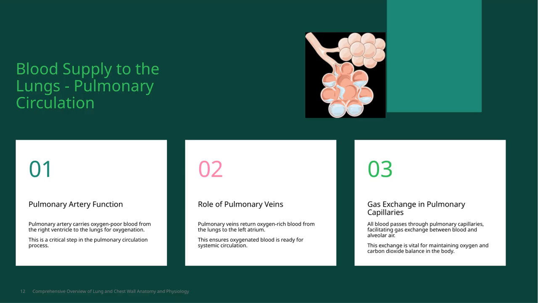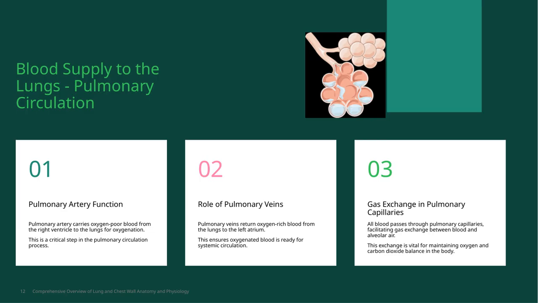The pulmonary artery carries oxygen-poor blood, which is blood that hasn't yet received oxygen, from the right ventricle of the heart to the lungs. This step is essential because it initiates the process of oxygenating the blood. Without this transport, the blood wouldn't be able to pick up oxygen and deliver it to the rest of the body. Next, we have the role of the pulmonary veins. These veins are responsible for returning the oxygen-rich blood back from the lungs to the left atrium of the heart. This process ensures that the blood is now fully oxygenated and ready for systemic circulation, which means it can supply oxygen to tissues and organs throughout the body.